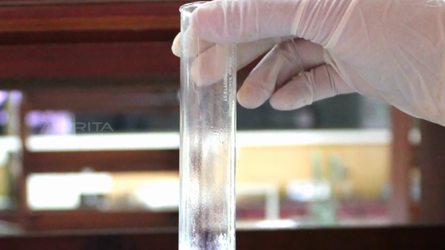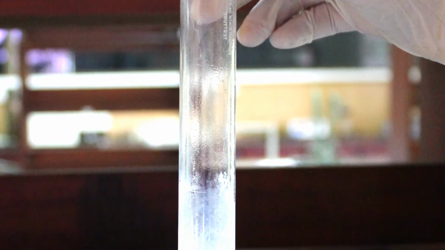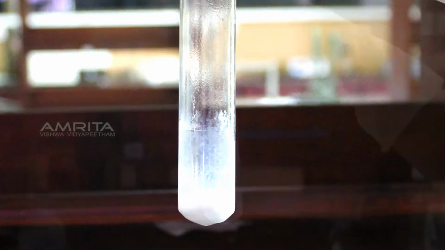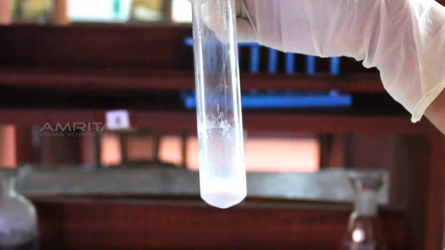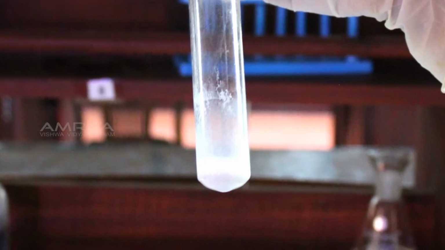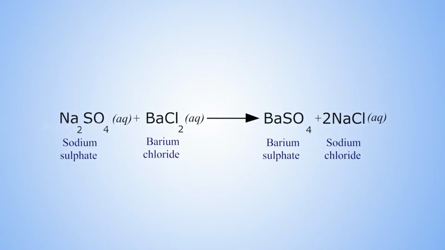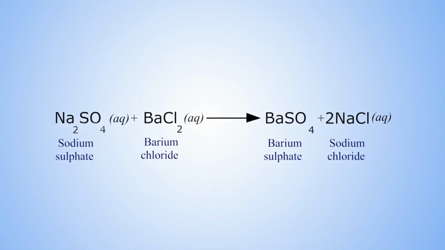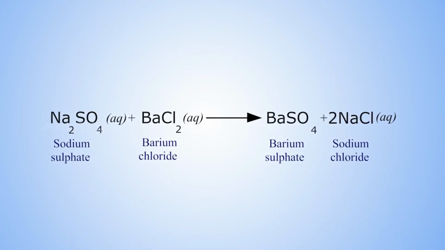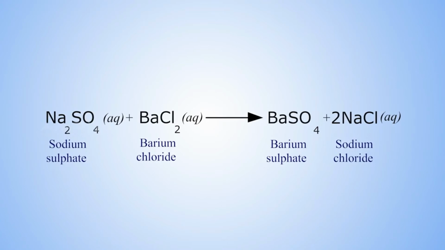Here, a chemical reaction occurs between sodium sulfate and barium chloride to form barium sulfate and sodium chloride. This is a double displacement reaction in which sulfate ions are displaced by chloride ions and chloride ions are displaced by sulfate ions.